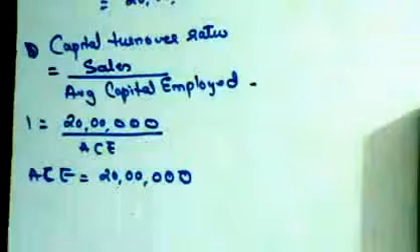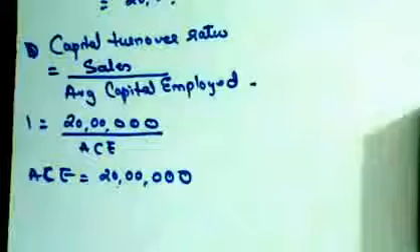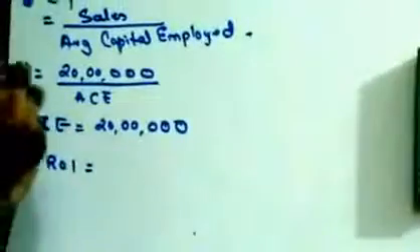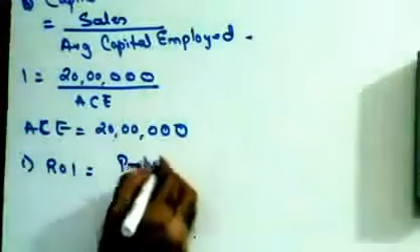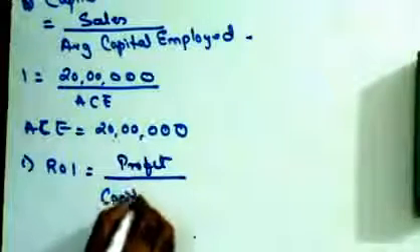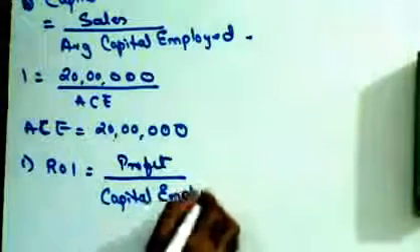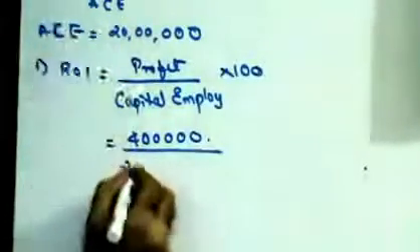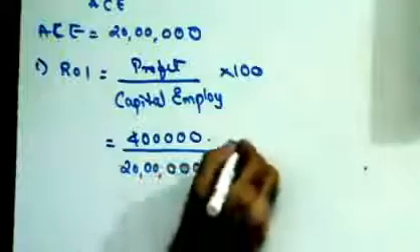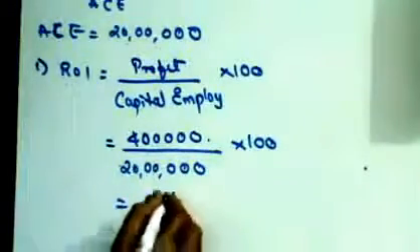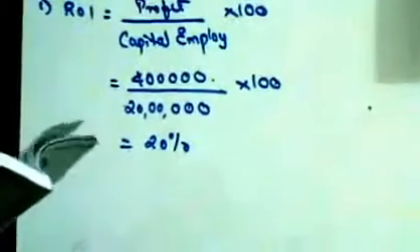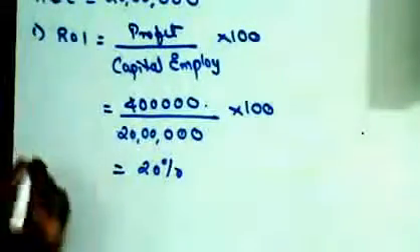Right? Next, what else have they given you? Okay. Now that I know capital employed, I can find out returns on investment. Returns on investment is given by the formula profit upon capital employed into 100. Profit, we have income is given to me as 4 lakhs. Capital employed, you just found out, is 20 lakhs, into 100. 20%. So my returns on investment I have found out. What else have I got to find out? I have to find out my residual income, or your economic value added.